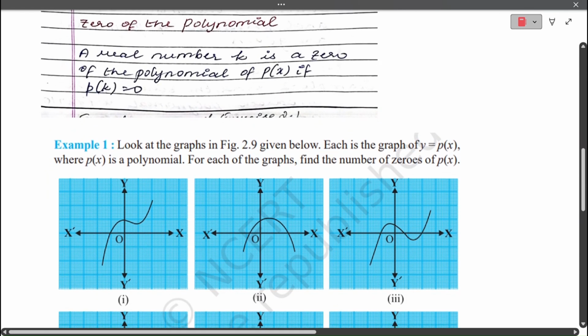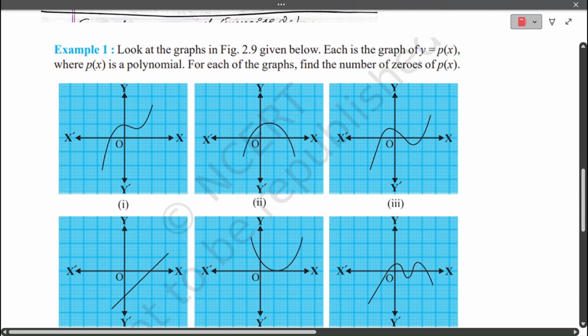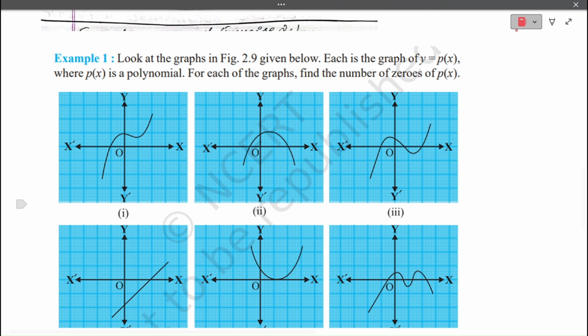Example 1 is very simple. Look at the graphs given below and find the number of zeros of the polynomial. So how will you find it? I'll teach you the method. See, the graph is intersecting the x-axis at one point. So there is 1 zero. It is intersecting at 2 points. So there are 2 zeros.